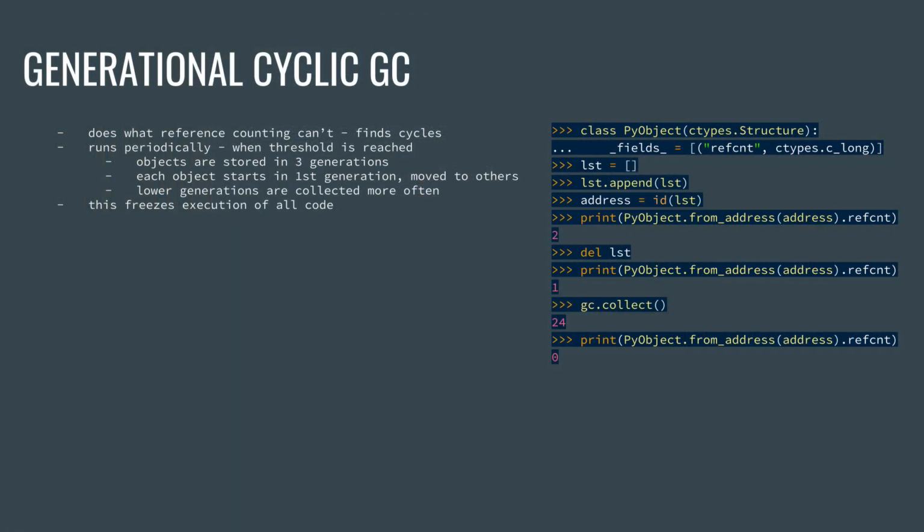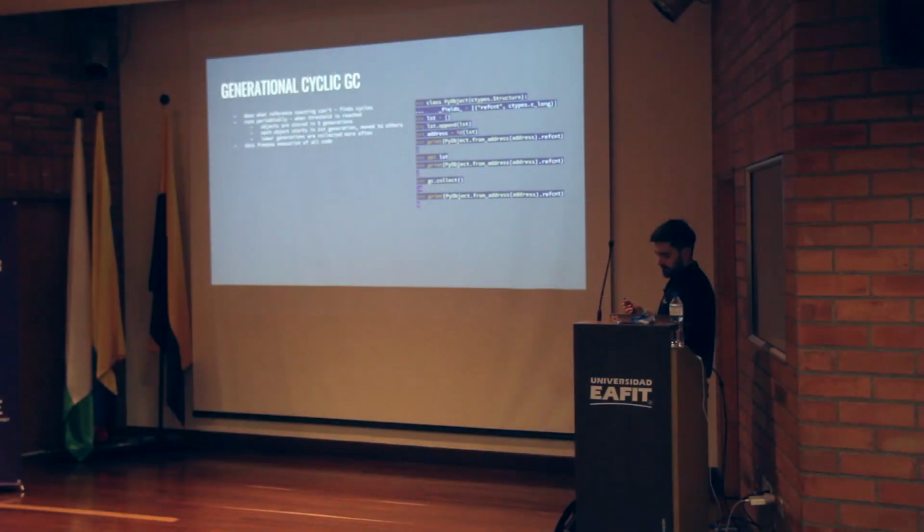Okay, so about the generational cyclic GC. What this does is solve the problem that reference counting can't solve, and it tries to find cycles. It runs periodically, when you reach a certain threshold, the garbage collector is run. When you create objects, they are stored in generations. Every new object is stored in the first generation, and the lower the generation, the more often the garbage collector is run for that generation.